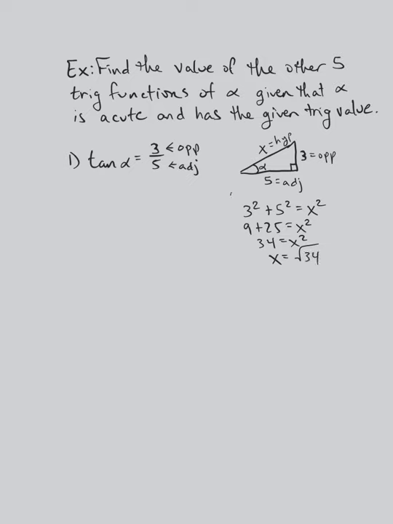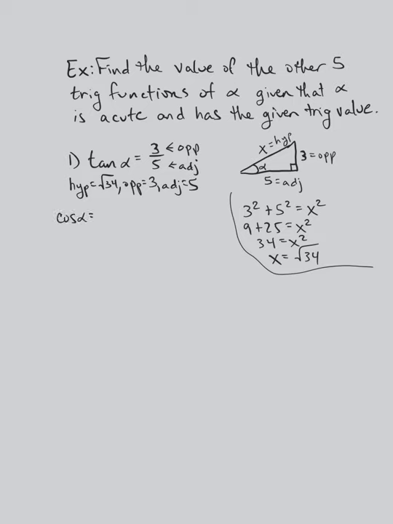Okay, so there's some side work for us, but now we know what that hypotenuse is. The hypotenuse is the square root of 34, the opposite side is 3, and the adjacent side is 5. Like that. And so we can go to the other 5 trig functions.